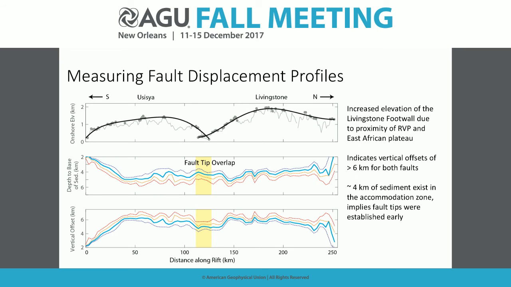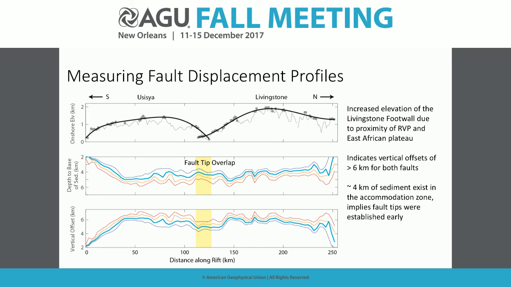And so 3 things I wanted to highlight. One, we see thick sediment in the accommodation zone. It's sort of shown here by where I've put fault tip overlap. Over 4 kilometers of sediment is sitting in the accommodation zone, and we think that this may be an indication of the early establishment of fault tip lengths in the accommodation zone. Other authors that have studied the Western Rift have shown evidence for the early establishment of fault length, and so we think that's consistent there.